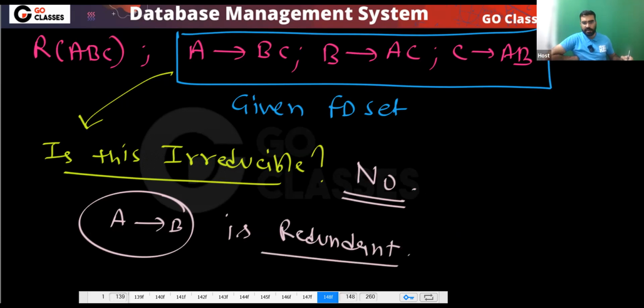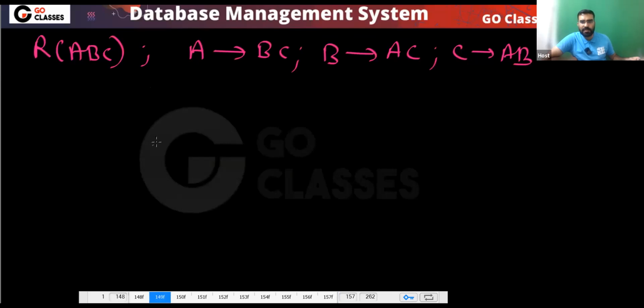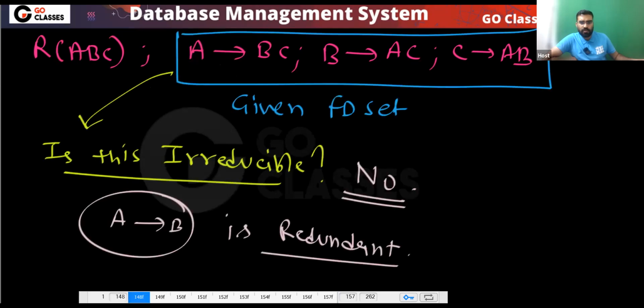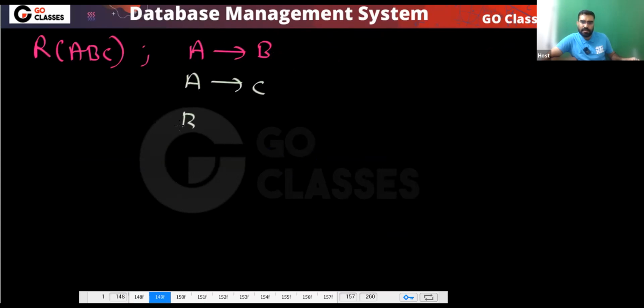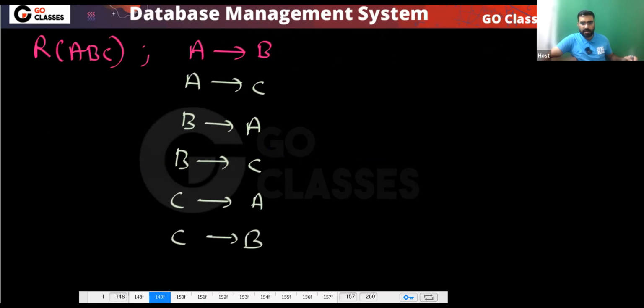This is redundant. Okay, now let's move on. Now the question is asking for all the minimal covers. So you know that this is redundant, right? So first of all, before we solve this question, let me write this in this manner: A determining B, A determining C, B determining A, B determining C, C determining A, C determining B. Okay, so these are your FDs. Now let's find out the minimal covers.